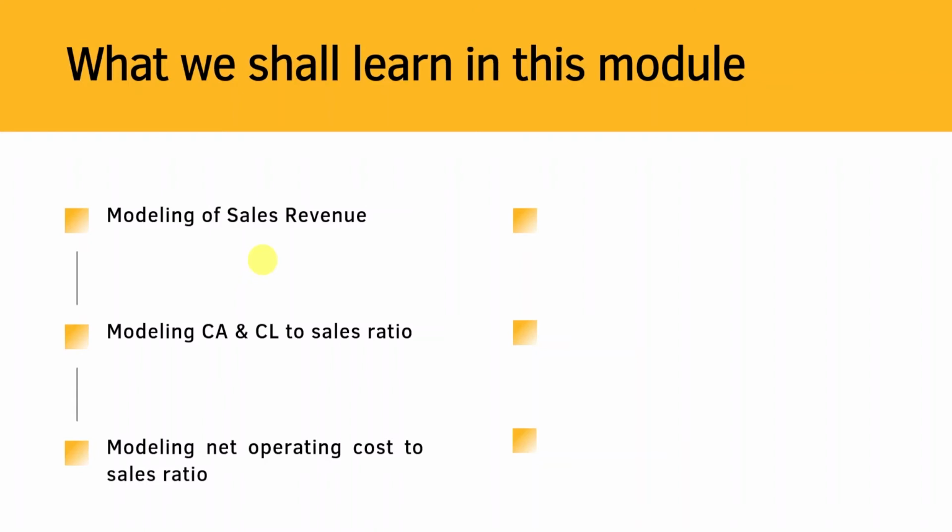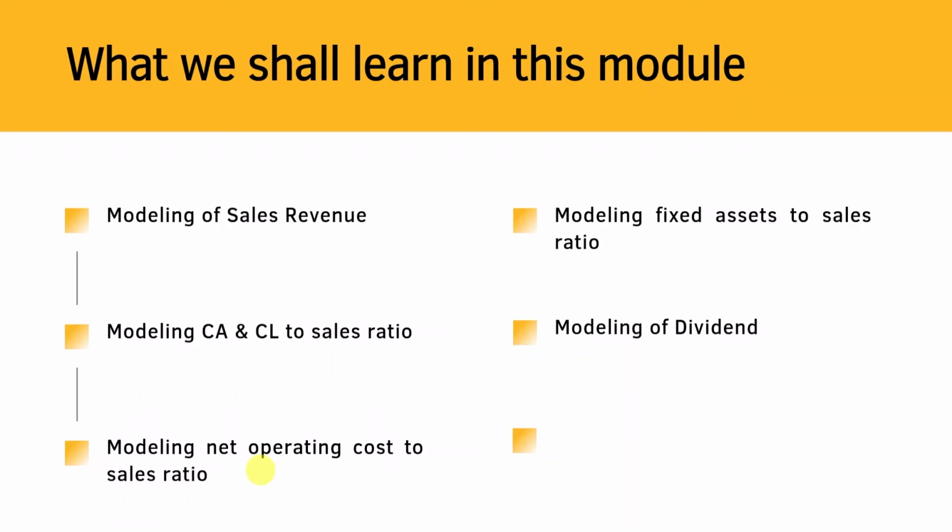After that, we shall go and try to find out our net operating cost to sales ratio. And then we shall model our fixed assets to sales ratio. And then modeling of dividend will be done. And lastly, we shall model our taxes. So in this module, the majority of our ratios will be calculated, which we shall use for our growth prospects and our financial modeling at the end.